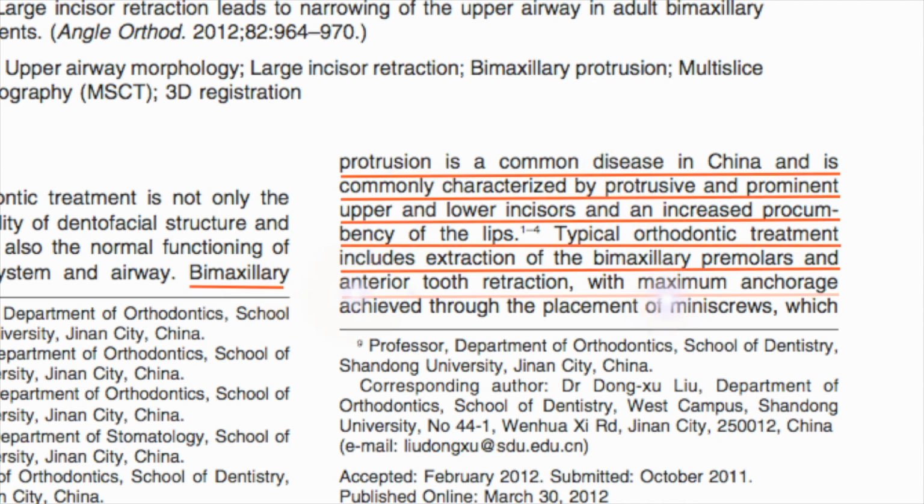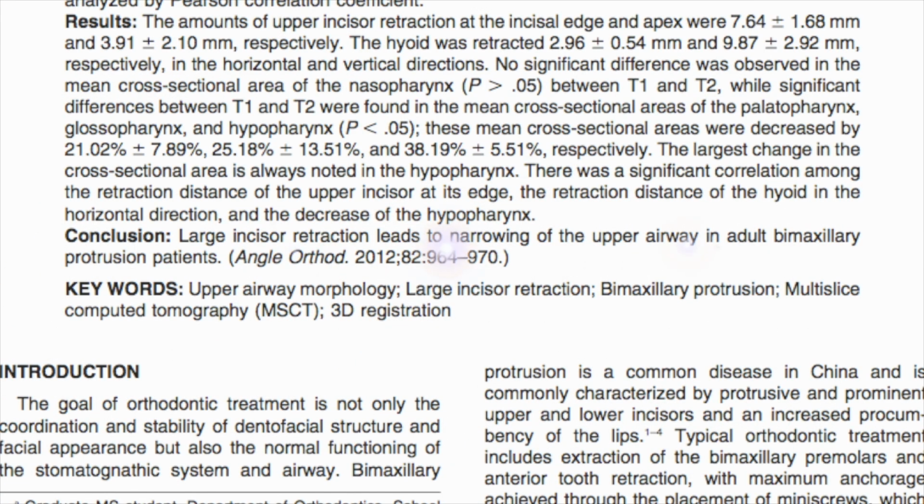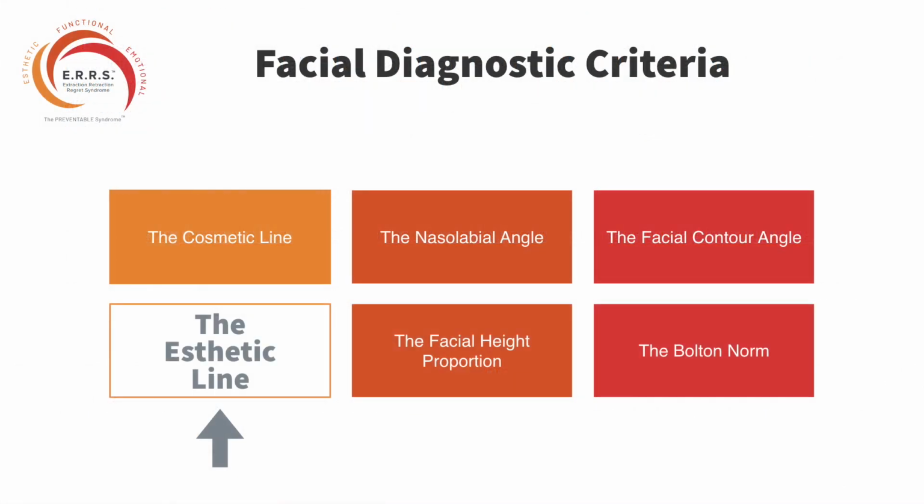In another study from the refereed literature, it states that bimaxillary protrusion is a common disease. I don't believe it's a disease, but they think it is, in China, and is commonly characterized by protrusive and prominent upper and lower incisors and an increased procumbency of the lips. Typical orthodontic treatment includes extraction of the bimaxillary premolars and anterior tooth retraction with maximum anchorage achieved through the placement of mini screws. If you do this, it says you're going to get large incisor retraction, leads to a narrowing of the upper airway in adult bimaxillary protrusion patients.